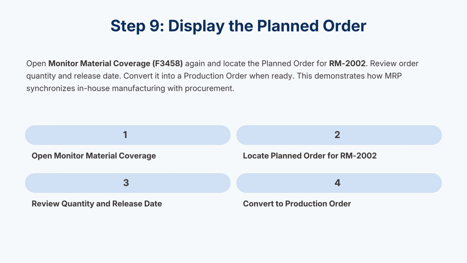Step 9. Display the planned order. Return to Monitor Material Coverage, F3458, and open the planned order for RM2002. Check the planned quantity and scheduling dates. You can release this to production once materials and capacities are confirmed. This demonstrates how MRP integrates planning with shop floor control.